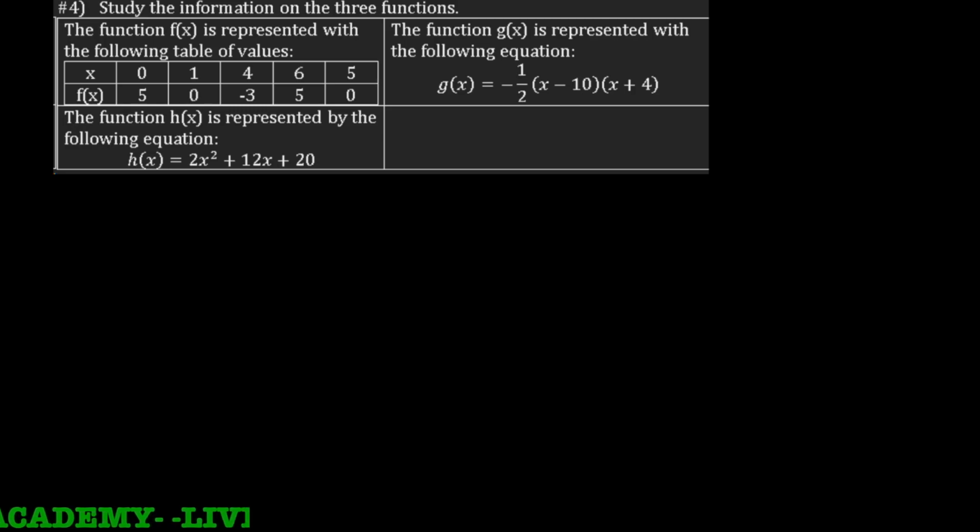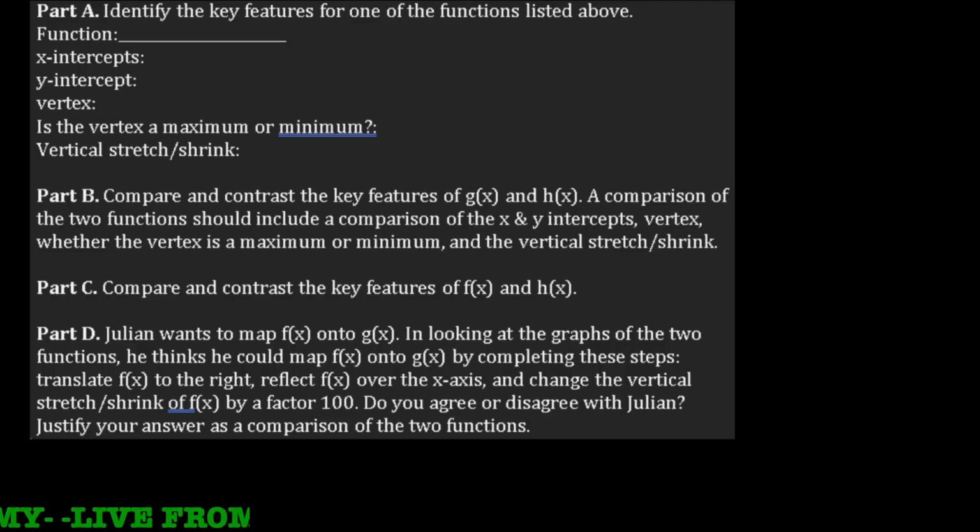So again, our first one is a table of values. G of x is an equation in intercept form, so where it hits the x-axis, and our last one, h, is in standard form for a quadratic. So what we're going to do is several different parts, but we can take it one part at a time.